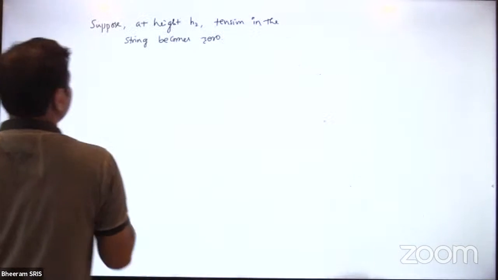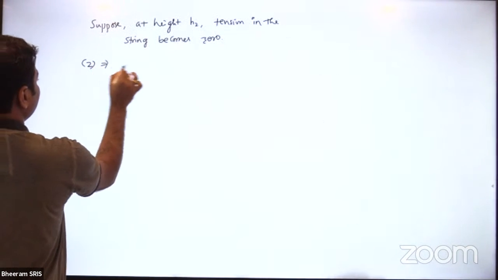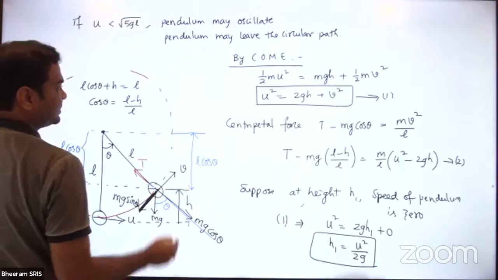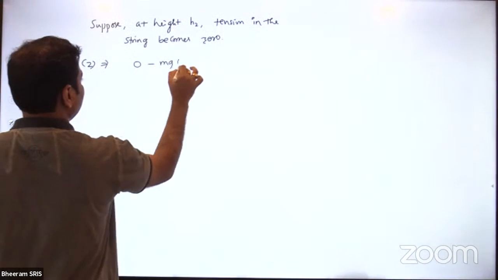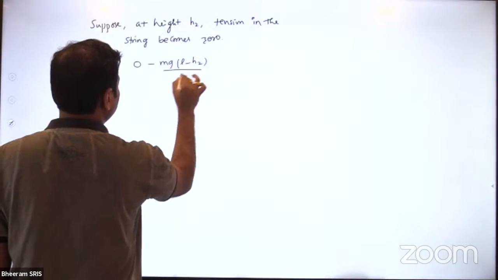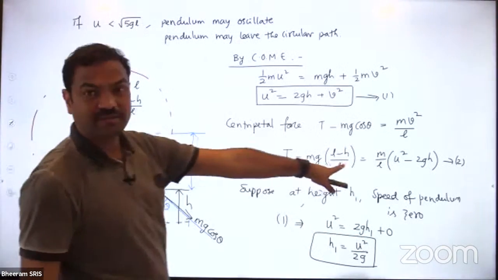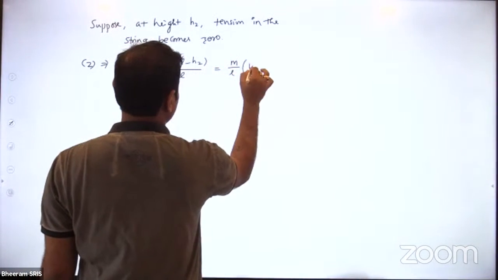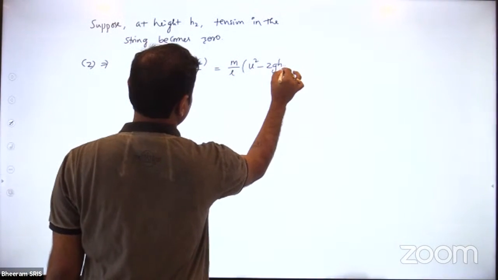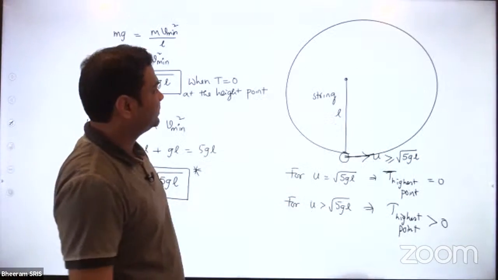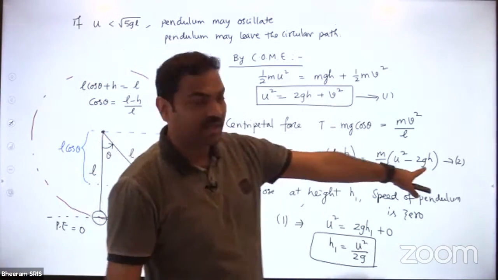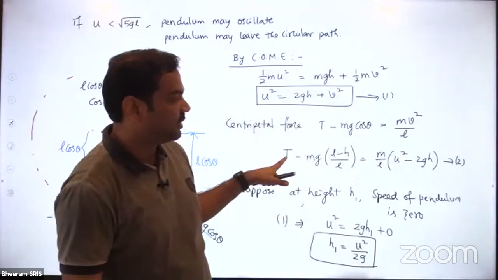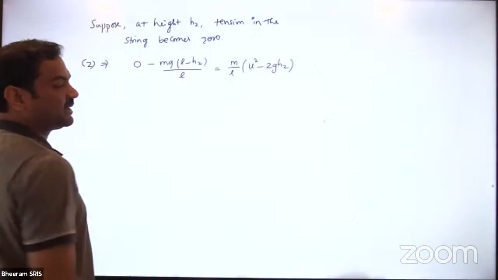So how will the second equation become? Tension value is 0 minus mg into L minus h2 by L, see once, in the place of height I'm writing h2, is equal to m by L into u square minus 2g h2. Just replace the height value with h2, then keep the tension value 0, and you will get the second equation.